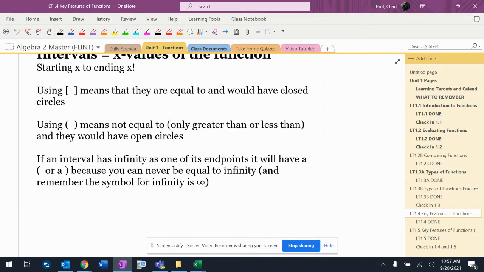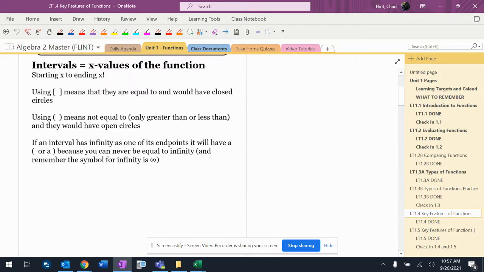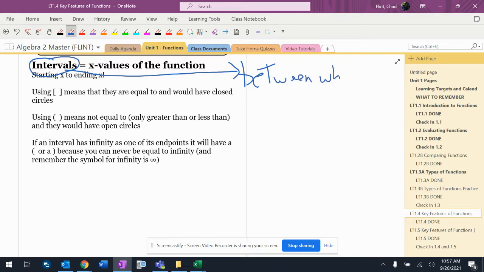Before we start, it's going to want to know on which interval something is happening. All right, so interval means between what numbers? Between what numbers, or basically where is this actually happening, is what this wants to know. To write interval notation, we've got to make sure that we understand the difference between brackets and parentheses.